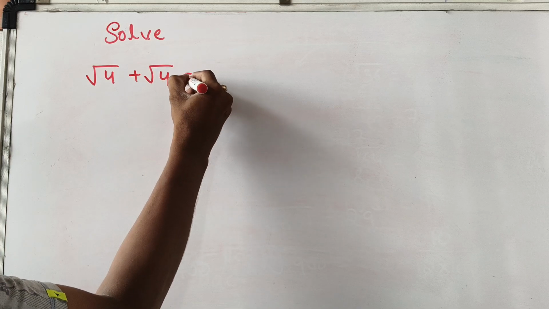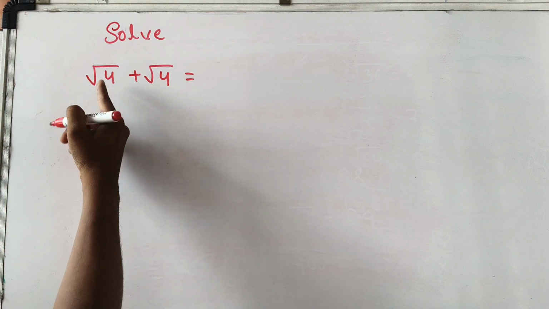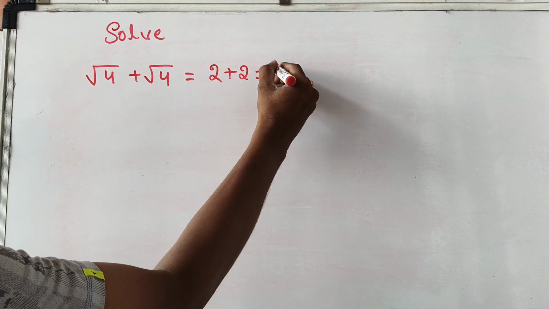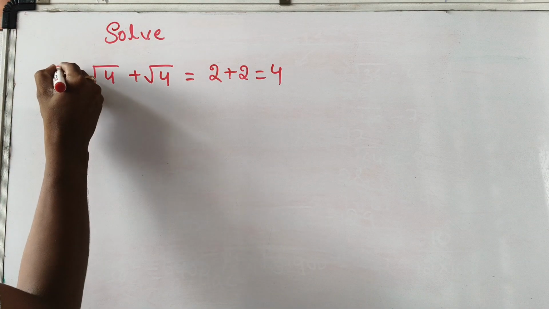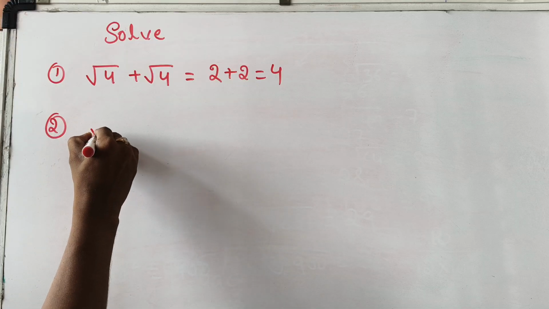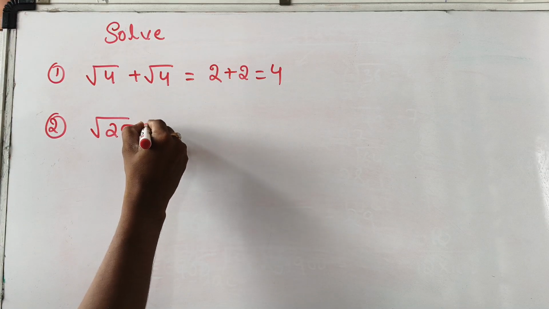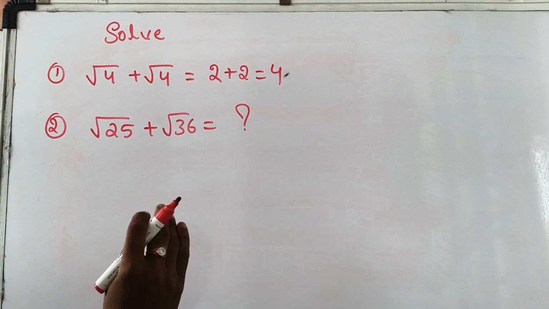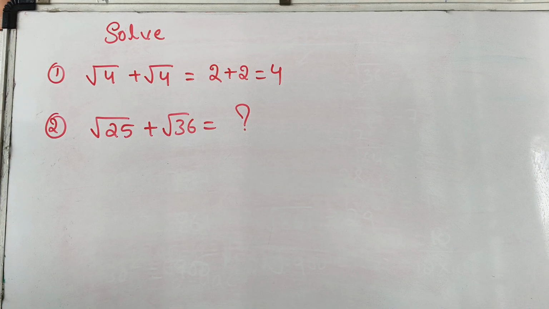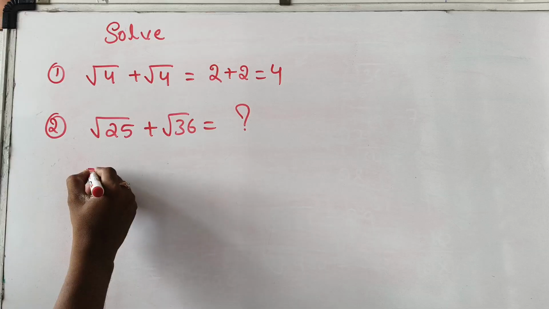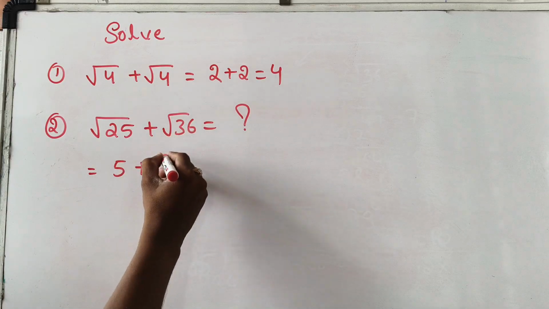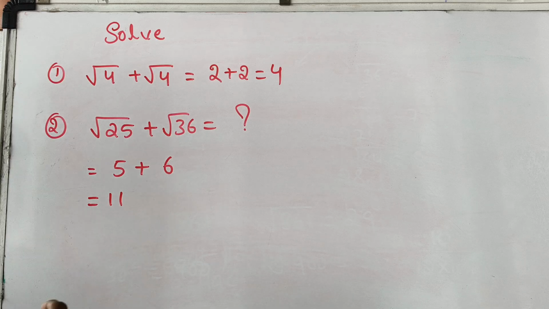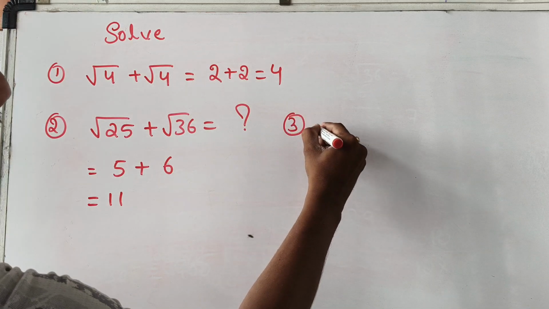Root 4 plus root 4. Please take the time and solve it. Root 4 is 2 plus root 4 is 2. What is root 4 plus root 4? That is 4. Remember this. Don't write root 8. Root 25 plus root 36. What is root 25? Just think and write. Root 25 is 5 and root 36 is 6. 5 plus 6 is equal to 11. Root 25 plus root 36 is 11.